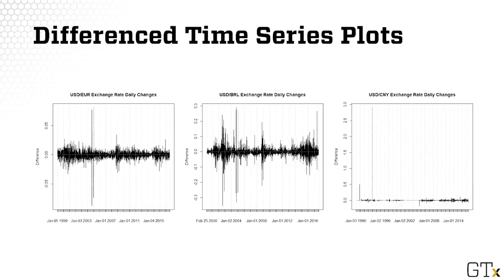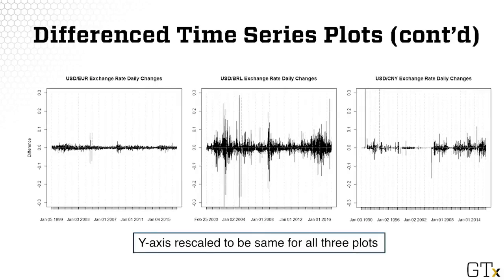For the exchange currency between US dollar and Chinese yuan, there is an extreme value in 1994, thus the volatility is hard to evaluate because of this outlier. These plots are, again, for the difference time series, but rescaled in a way that all three plots have the same scale.